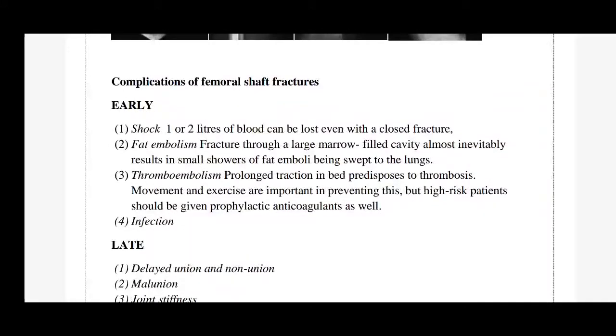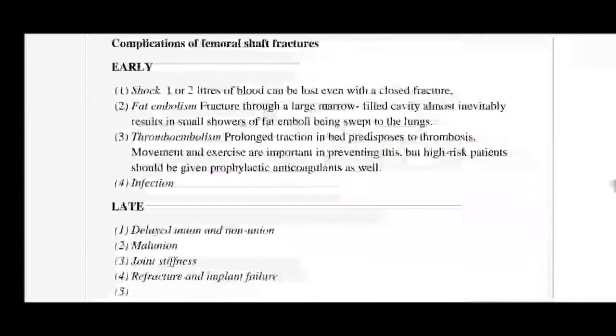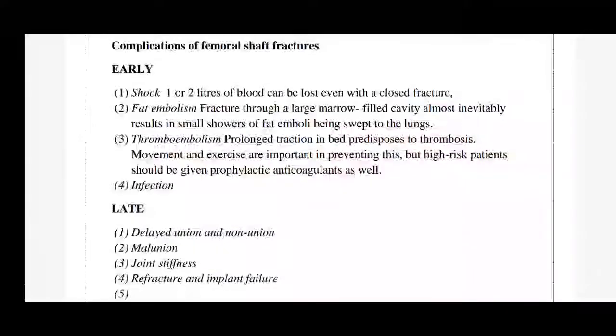Complications of femoral shaft fracture are very important, because you will face them daily in the emergency department, including early and late complications. Early complication is shock. As I mentioned, 1 to 2 liters of blood can be lost within the closed fracture. Another is fat embolism syndrome. As we know, the femur is a large marrow-containing cavity, and almost inevitably small showers of fat emboli are swept to the lungs and cause fat embolism and collapse.